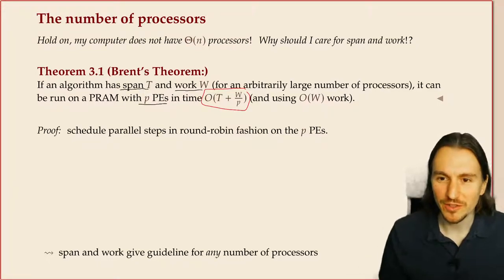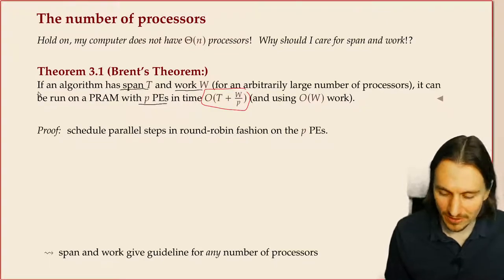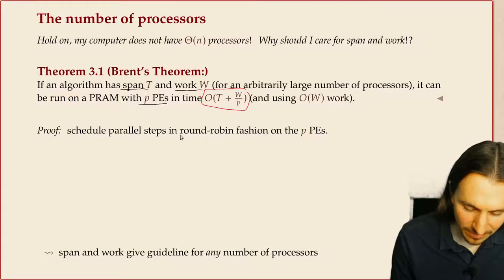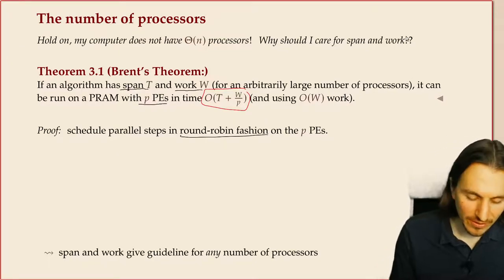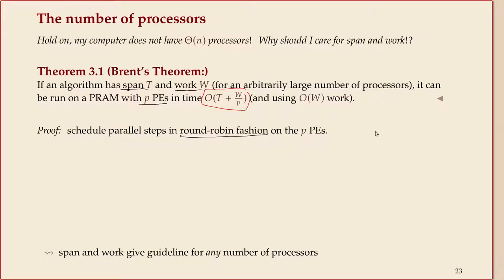I want to briefly sketch how this works. It's a very simple construction. As it says here, it's really just round robin simulating the PEs. And so let's suppose I have here my PRAM algorithm. And that one has potentially very many processing elements. So time proceeds top down.